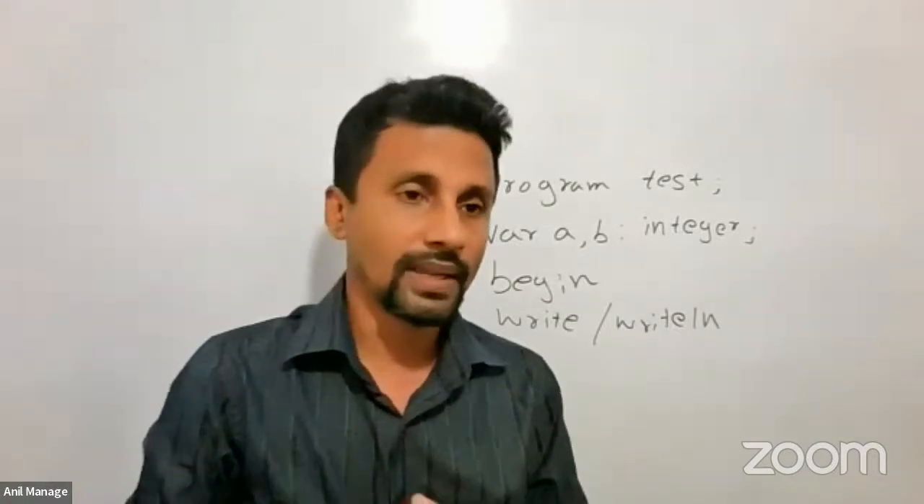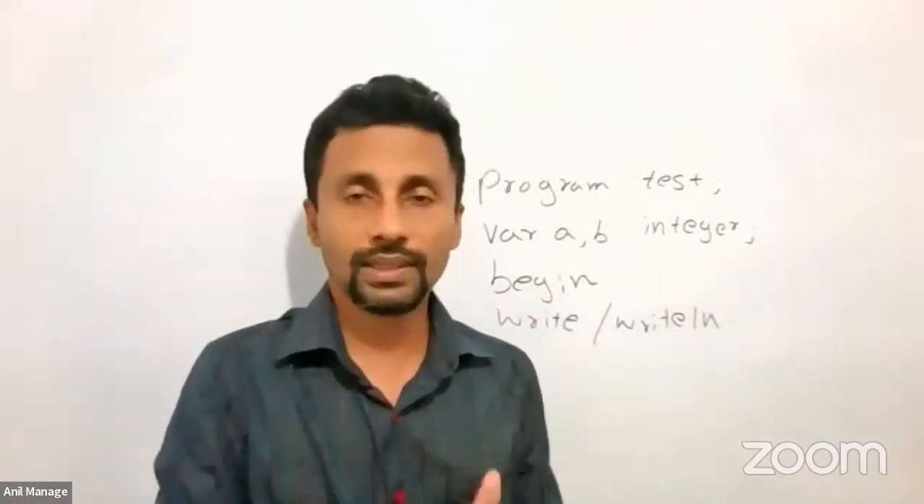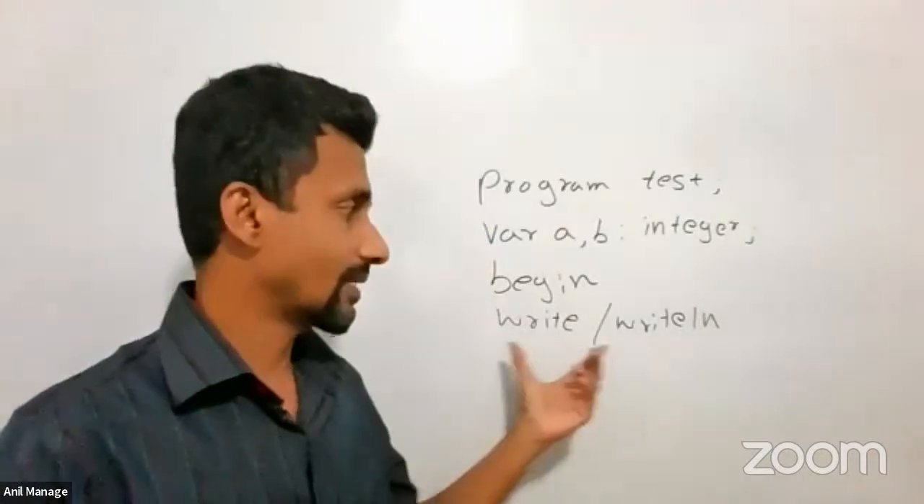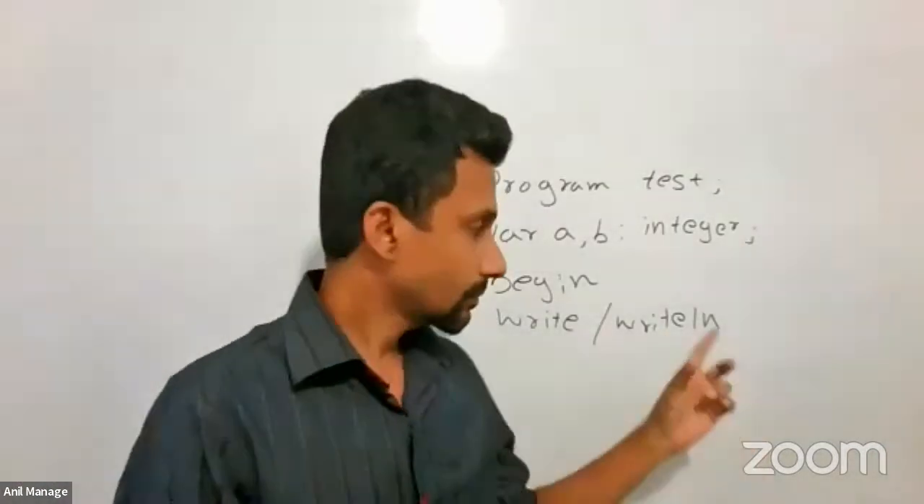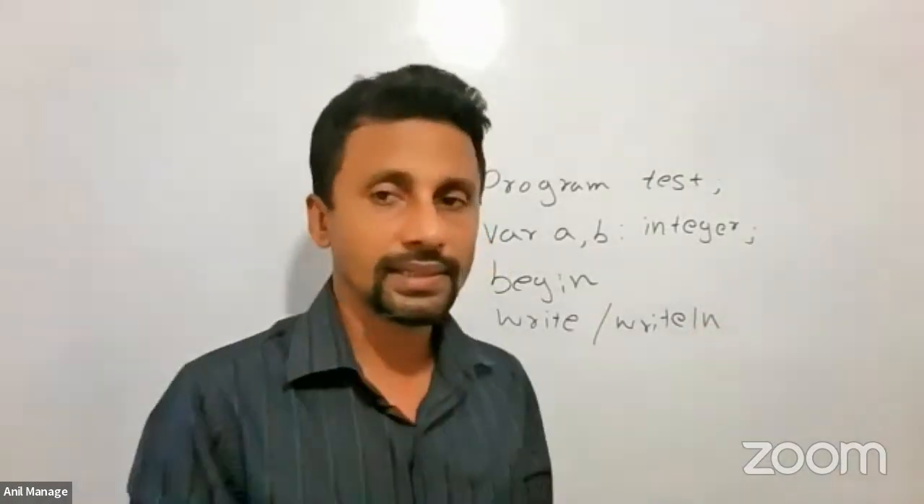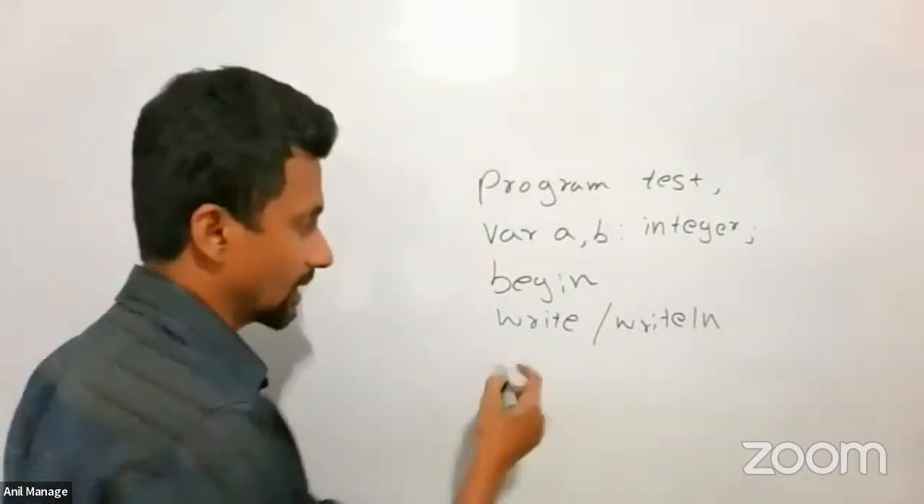If you want to display any message to the user, we use write or writeln. The difference is that writeln moves to a new line, meaning the cursor goes to the next line.